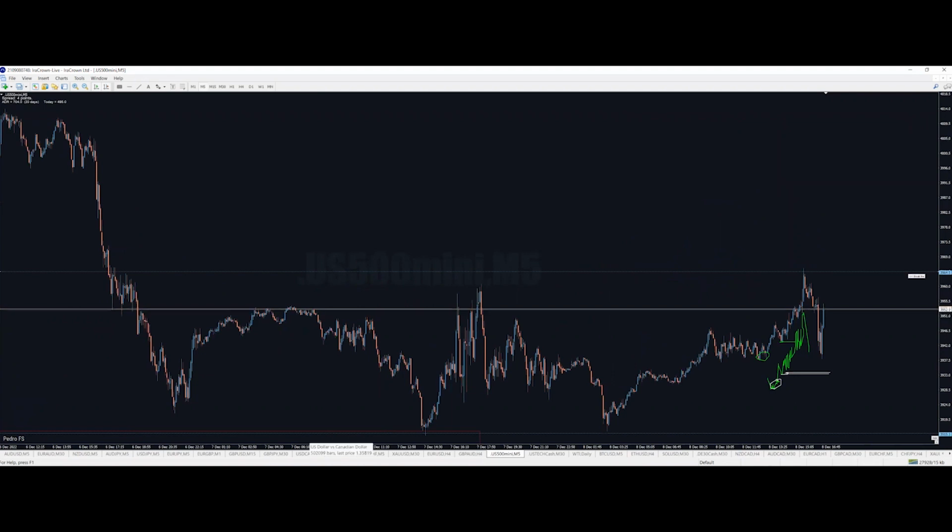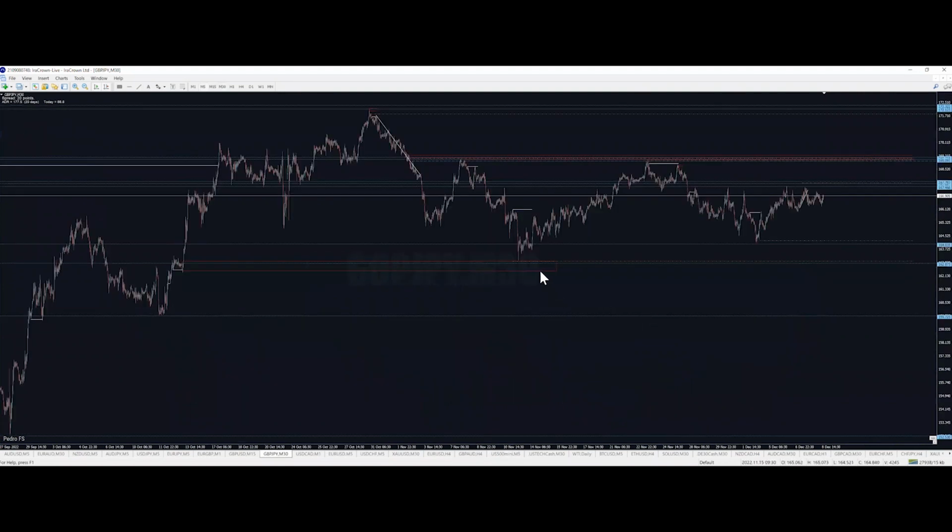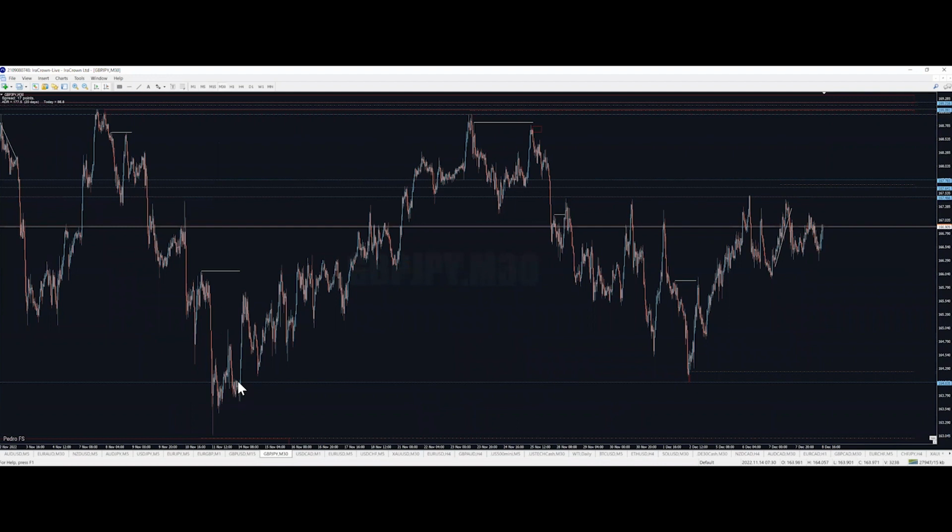But then pound yen, it's a good example. From here, right? So looking at this level, where is the demand zone? The most clear demand in here, right?